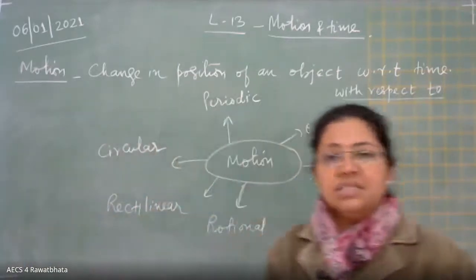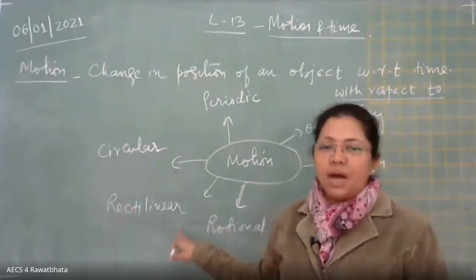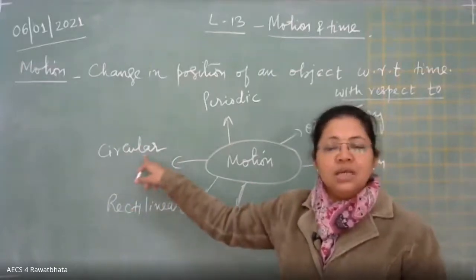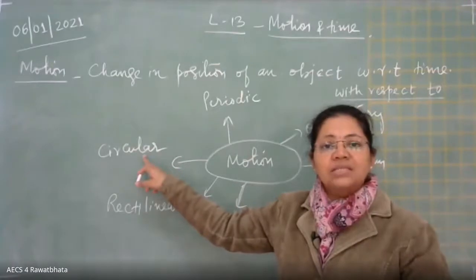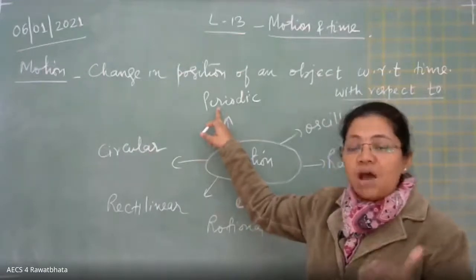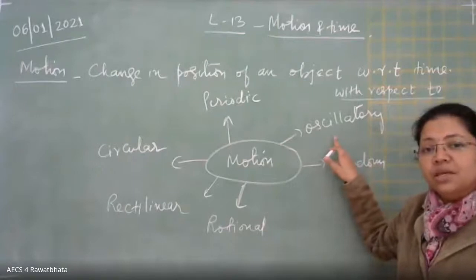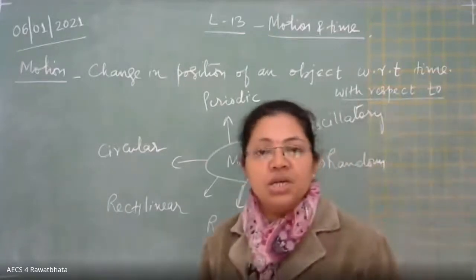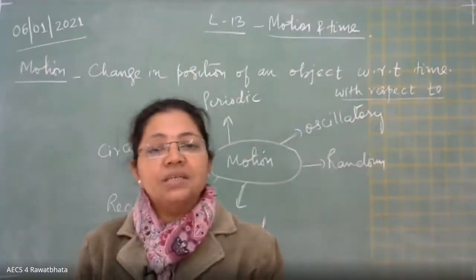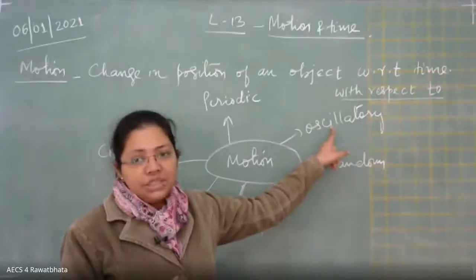As we have discussed, when an object is moving almost along a straight path. Circular motion, when a body moves along a circular path. Periodic motion is the motion which repeats itself after a fixed interval of time. Oscillatory motion, in this type of motion, the body or object moves to and fro. And oscillatory motion itself is periodic by nature.